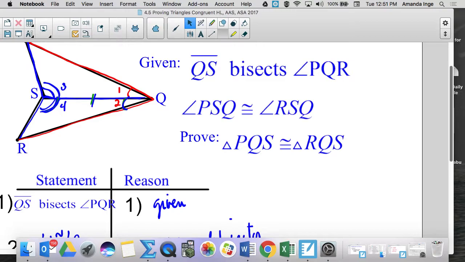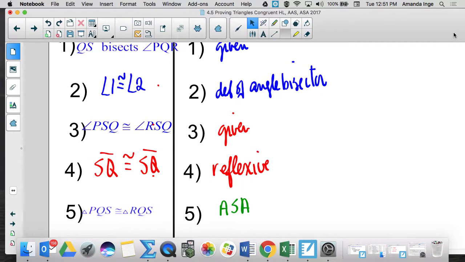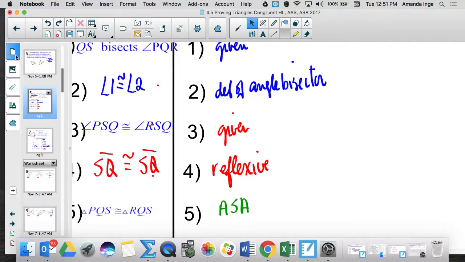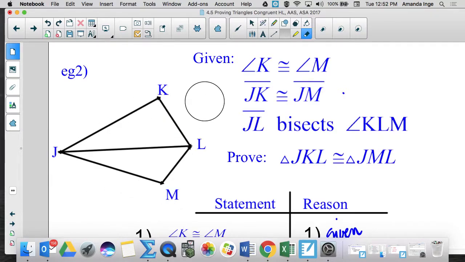Can you go back down? Mm-hmm. Good, Maddie? This one. Okay, so the next one that I have, I'll wait for y'all to get this on your paper. These triangles are also stuck together.